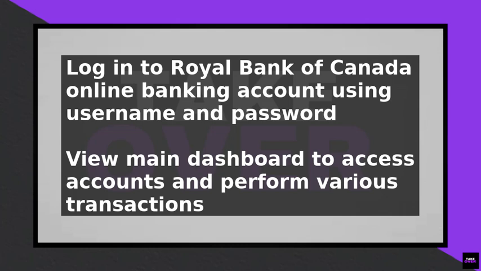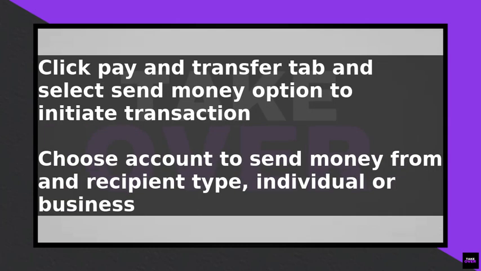You will be asked to choose the account you want to send money from and the recipient type. The recipient type can be an individual or a business. If you are sending money to an individual, you will need to enter their name and account information. You can also add the recipient to your payee list for future transactions. If you are sending money to a business, you will need to enter the business name and account information.